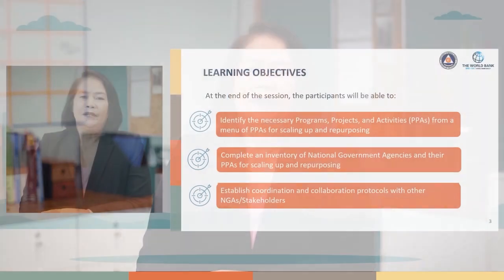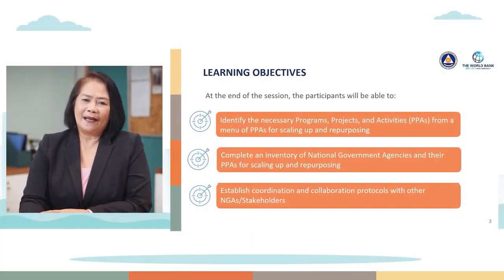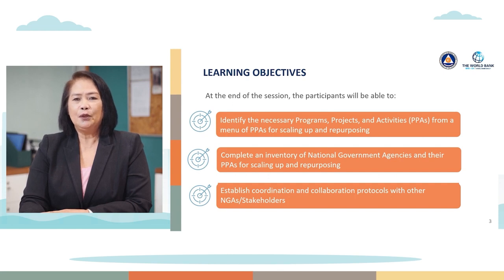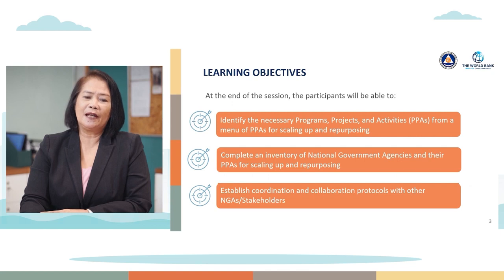For the learning objectives of this particular module, first is that we're going to identify the necessary programs, projects, and activities from a menu of PPAs for scaling up and repurposing. Second is to complete an inventory of national government agencies and their programs, projects, and activities for scaling up and repurposing. And the last one would be establishing coordination and collaboration protocols with other national government agencies and stakeholders.